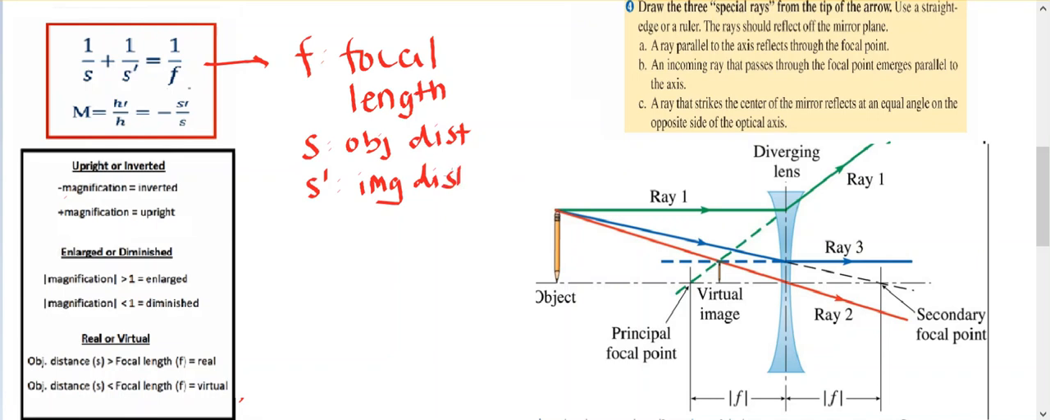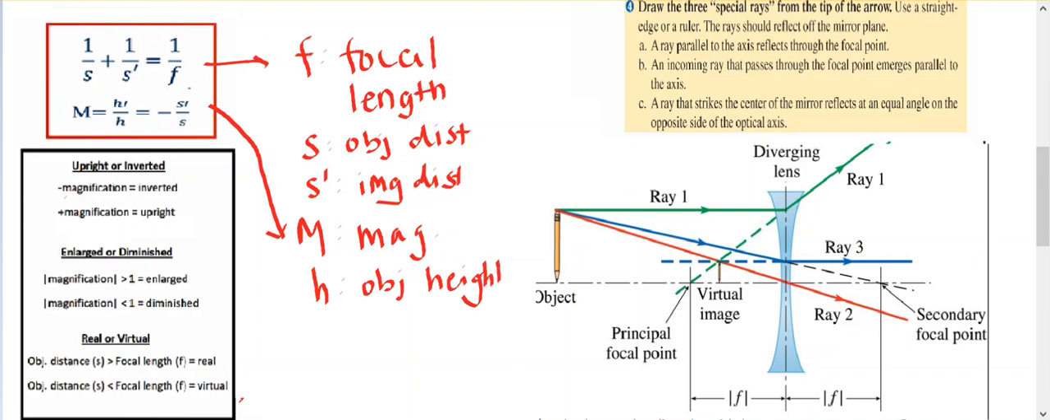The second equation in the box deals with magnification. Magnification is equal to H prime over H, where H is the object's height and H prime is the image height. Now you'll notice that the primes are for the images and the S and H are for the objects.